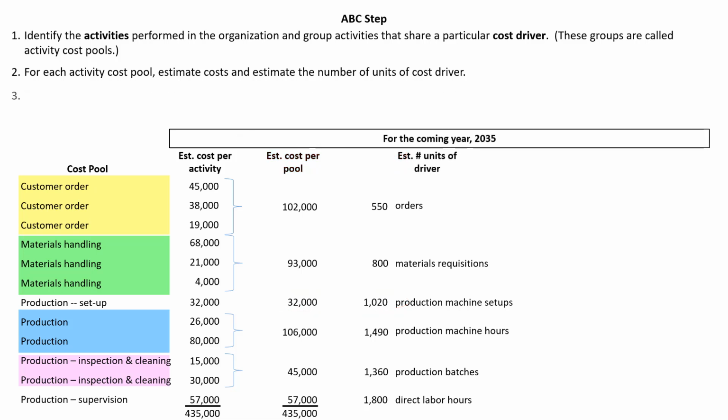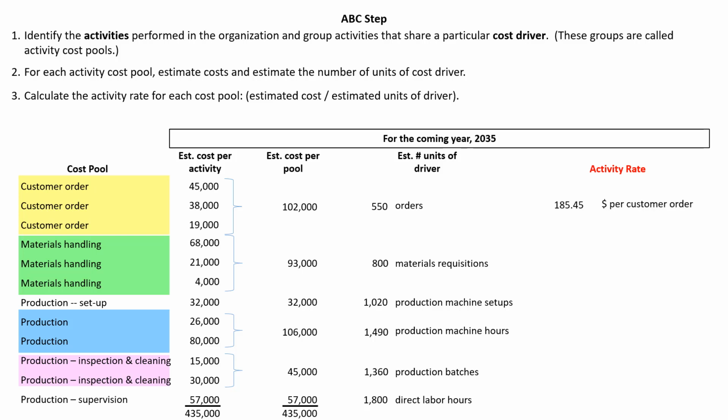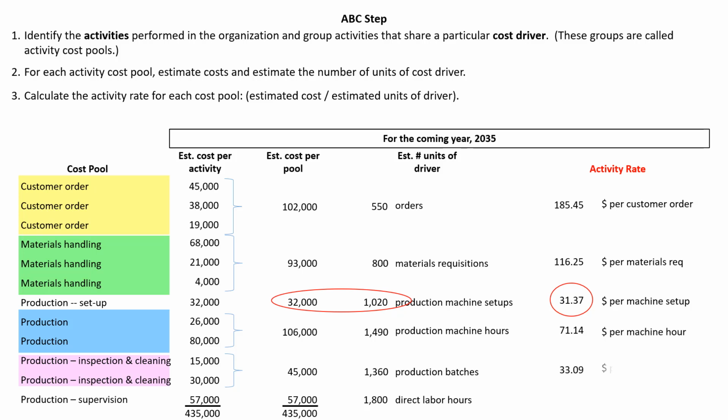Now we can move on to step 3, calculate the activity rate for each cost pool by taking the estimated cost and dividing by the estimated number of units of cost driver. For the customer order pool, $102,000 divided by 550 orders equals $185.45 per order, rounded. For the materials handling pool, $93,000 divided by 800 purchase requisitions equals $116.25 per requisition. Note that the activity rate for the production setup pool is now $31.37.